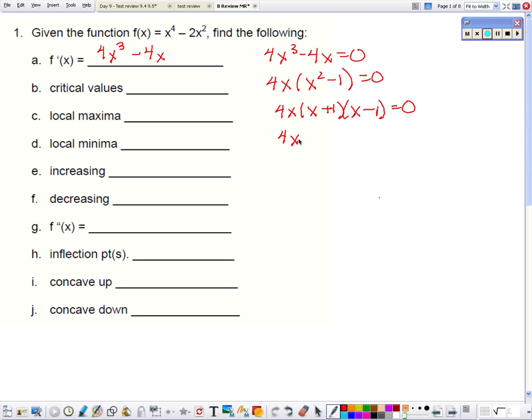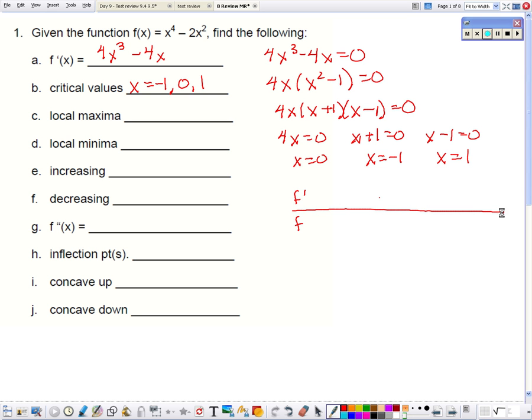I can set each factor equal to 0. So x equals 0, x equals negative 1, and x equals 1. So my critical values are negative 1, 0, and 1. So to test for the local max and min, and for increasing and decreasing intervals, I'm going to look at my derivative in between all my critical values.